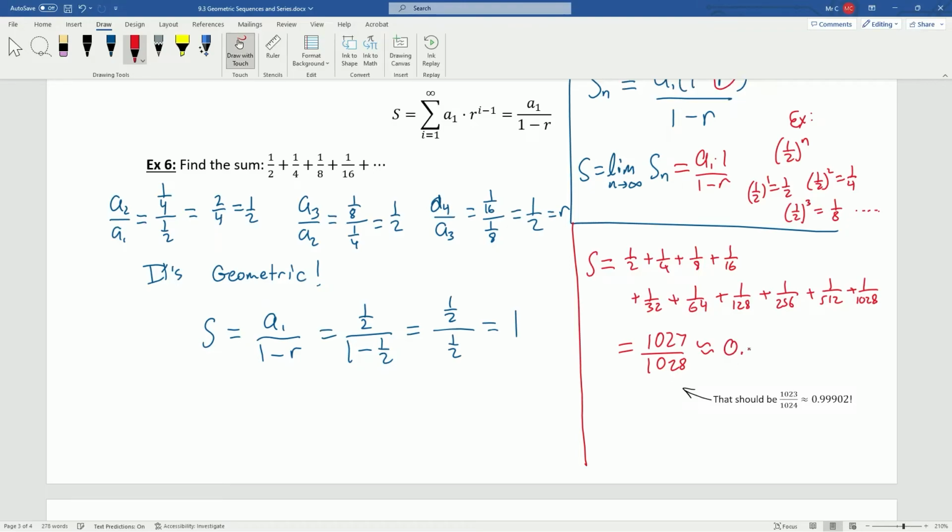This is approximately 0.999, basically, there's a 0 after that. 0.999027, and so forth. So that's less than 1/1000th of a difference between this answer and 1.